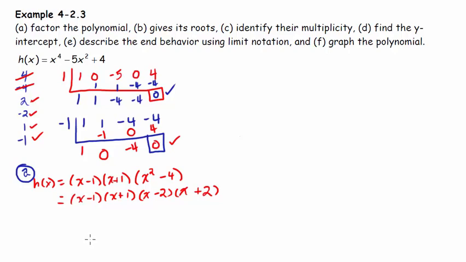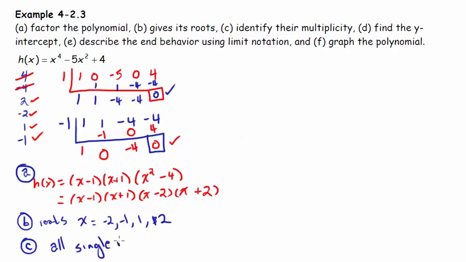Alright, now for B, my roots here are, what are my roots here? We had -2, -1, 1, and 2. Alright, for part C, all of these are single roots. Alright, I haven't seen a double root yet, so maybe I need to pick some better examples next time.